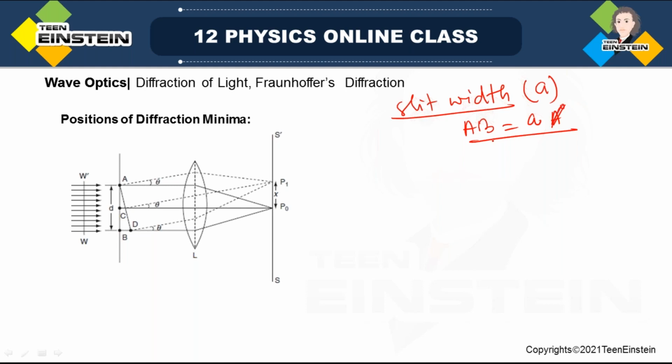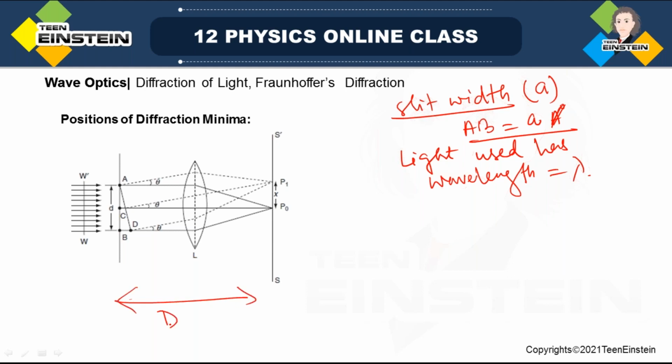The light used has wavelength lambda. And the source to slit to screen distance is d. This d is much greater than lambda, and also much greater than the slit width. These are a few assumptions we are taking.